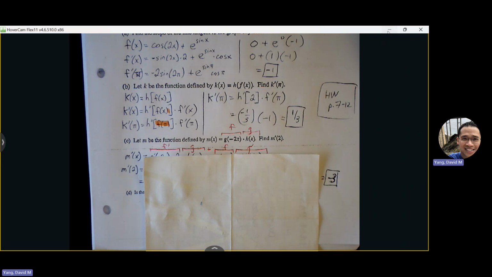Okay, so f prime g plus f g prime, g of negative 2x turns into g prime of negative 2x times negative 2, right? Outside's derivative times inside's derivative. So g is the outside portion, so g becomes g prime. We keep the negative 2x, and then we multiply by the inside portion's derivative. Negative 2x turns into negative 2. So all that represents your f prime. Your g stays as h, your f stays as g of negative 2x, and then g prime, h becomes h prime.